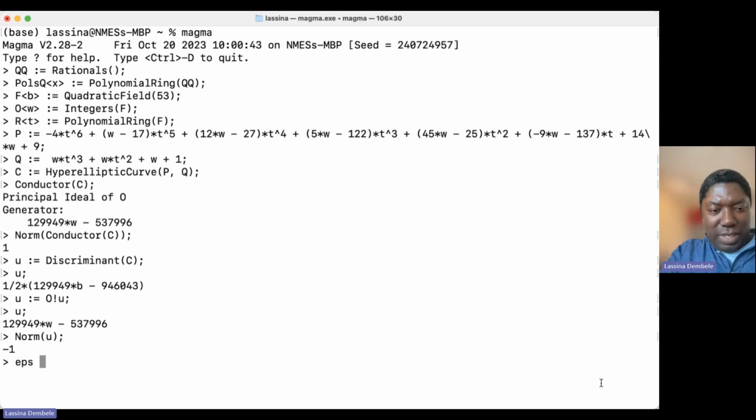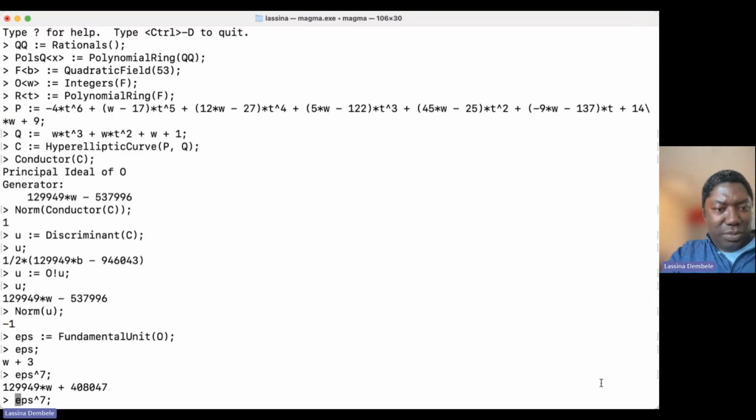In fact, if you let epsilon be the fundamental unit in your field, if you take this to the power 7, you see, is it power 7? Yeah, it must be the conjugate.